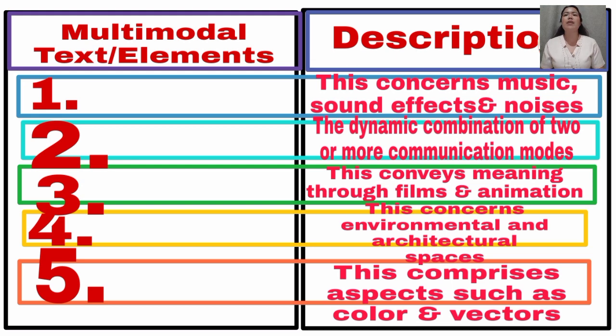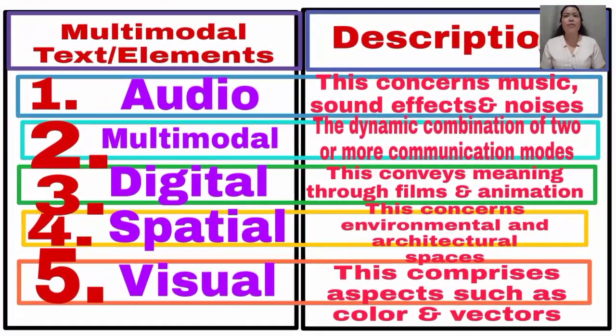You can write your answers here from the list given to you a while ago. Okay, so let's have the answers. For multimodal text elements, and the other side is the description. Number 1, we have audio. This concerns music, sound effects, and noises. Number 2, multimodal, the dynamic combination of 2 or more communication modes.